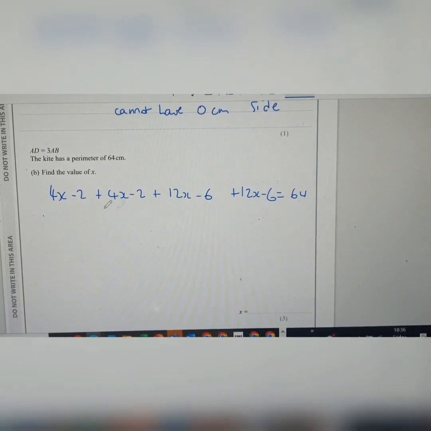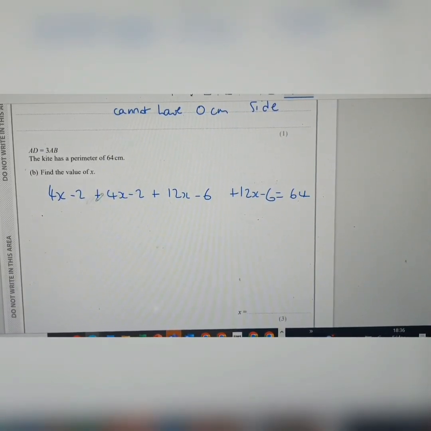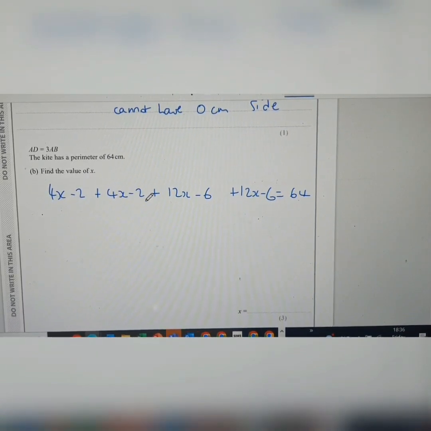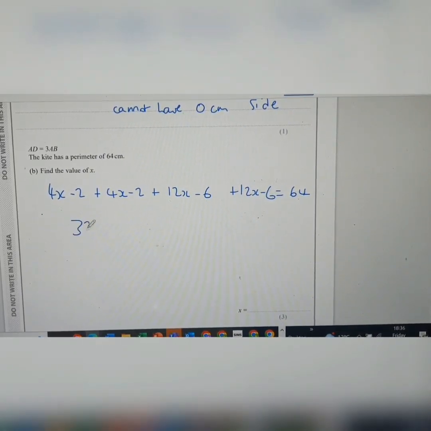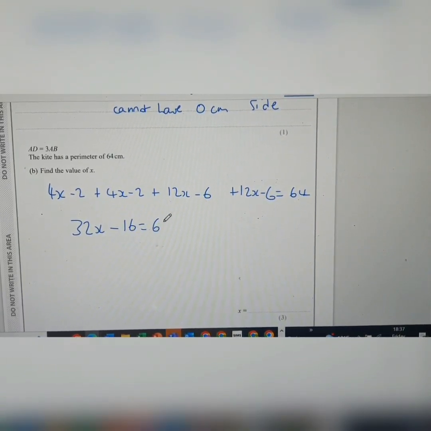Equals 64. So 4x plus 4x is 8x, plus 12x is 20x, plus 12x is 32x, minus 2 is minus 4, minus 4 minus 6 is minus 10, minus 10 minus 6 is minus 16, is equal to 64.